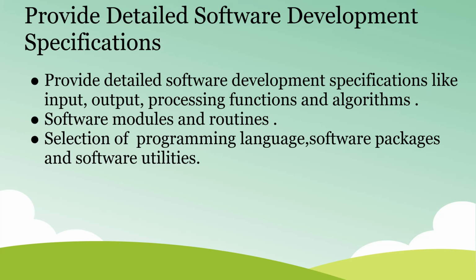Another objective of software design is to provide detailed software development specifications like input specification, output specification, processing functions and algorithms. Then at this stage it has to come up with software modules and routines. Also, the selection of programming languages, software packages and software utilities will be determined at this system design stage.